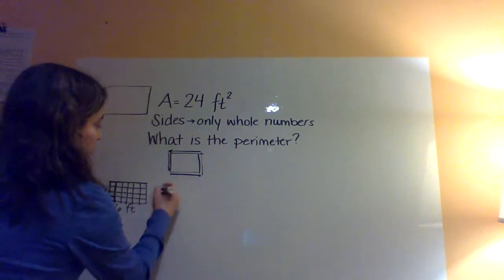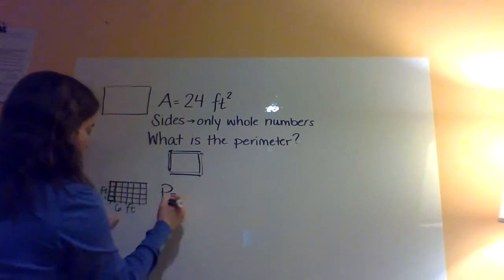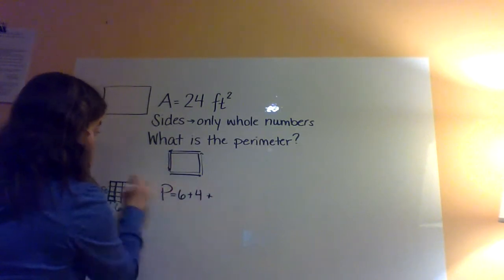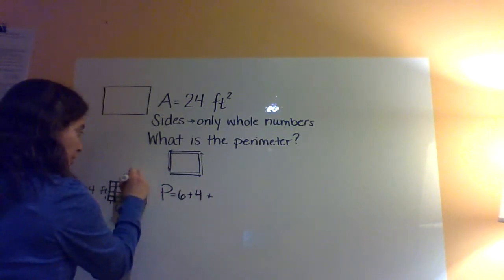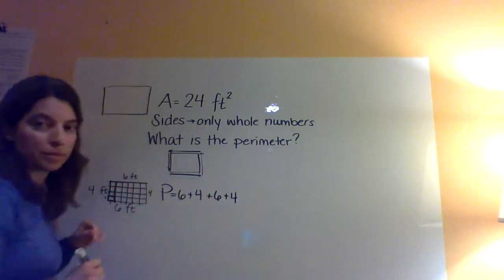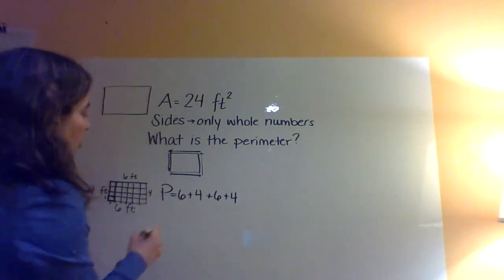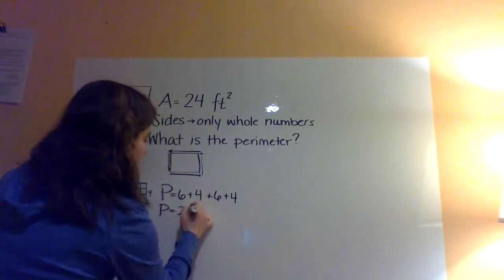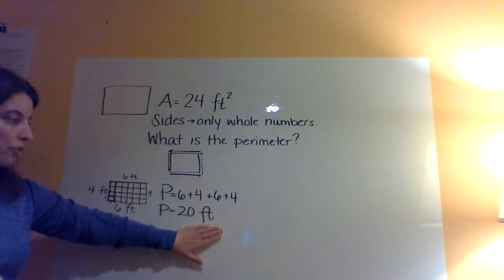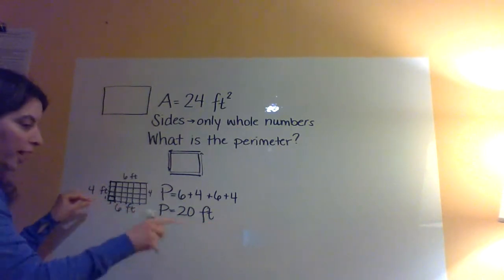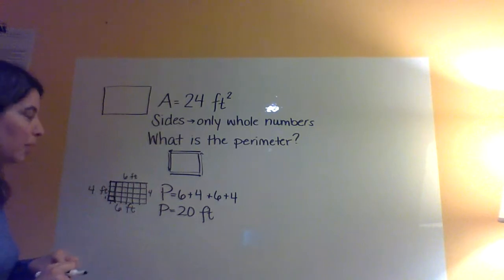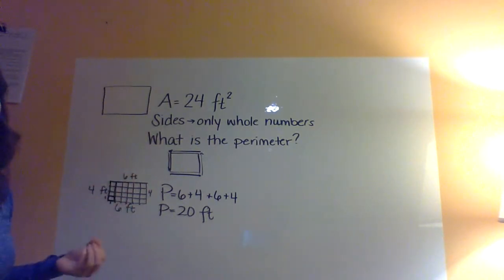So if I have this, my perimeter is going to be 6 plus 4 plus, remember, if I'm walking all the way around the shape, I have another 6 and another 4. Okay. So this perimeter is going to be 20 feet. Notice that my unit here is just feet, not feet squared. I'm just looking at length. I could have taken that piece of string and gone all the way around this. Okay. Is this the only answer?